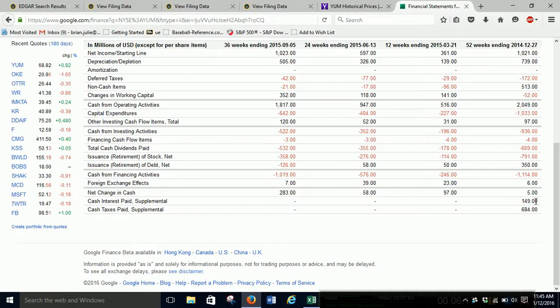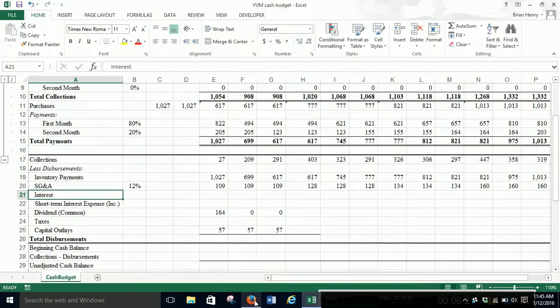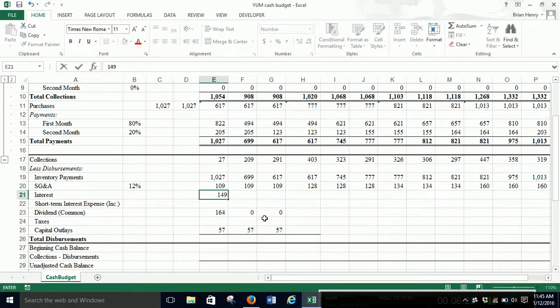So 149 for interest, 684 for taxes. 149, 684. Okay? So that's what these are going to be. And then we'll just do equals that for now divided by 12. Again, if you really needed to get a better number, we could dig a bit.